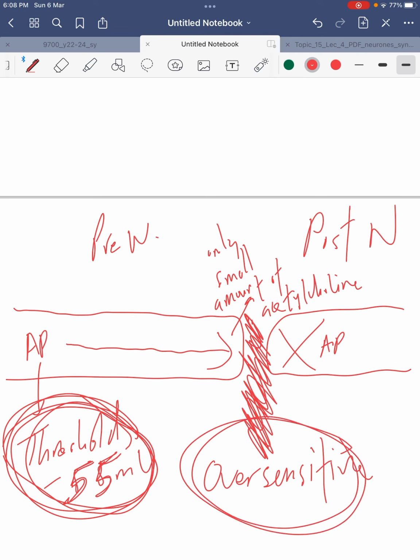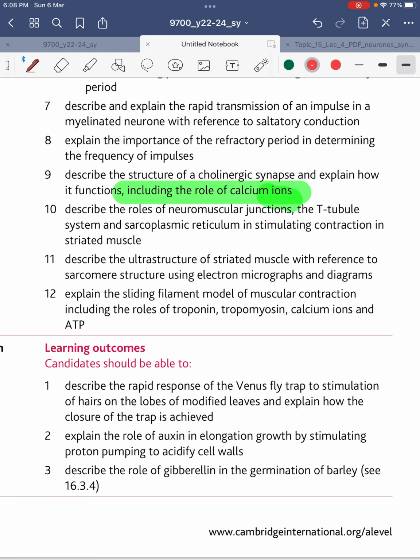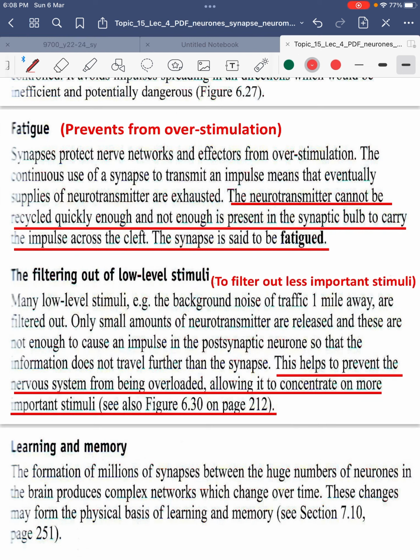Oversensitive means you don't want to react to even very low or weak stimuli, like sound, for example. You don't want to be able to hear low or weak sound. For example, here is a good example: let's say somebody is doing drilling work, or there is background noise of traffic 1 mile away. You don't want to respond to or hear this noise.